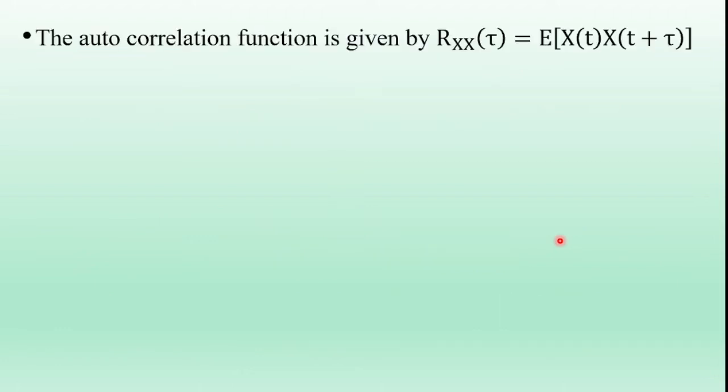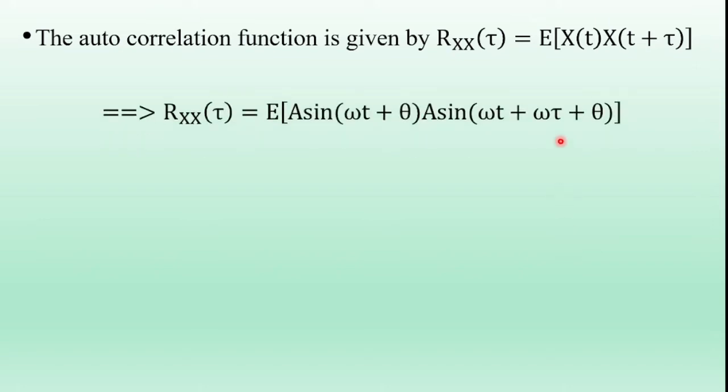Next, check whether the autocorrelation function is stationary or not. We know that the autocorrelation function of the random process x of t is given by Rx of tau is equal to the expectation of x of t into x of t plus tau. Given that x of t is A sine of omega t plus theta and x of t plus tau is A sine of omega t plus omega tau plus theta. Substitute the x of t value and the x of t plus tau value here. Therefore the right-hand side term is the expectation of A sine of omega t plus theta into A sine of omega t plus omega tau plus theta, so A into A is A square.